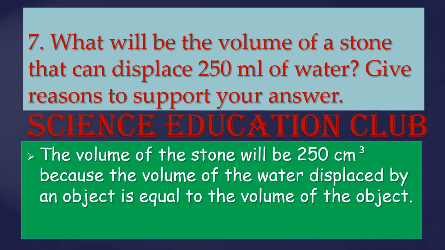What will be the volume of a stone that can displace 250 milliliters of water? Give reasons to support your answers. The volume of the stone will be 250 cubic centimeters because the volume of the water displaced by an object is equal to the volume of the object.